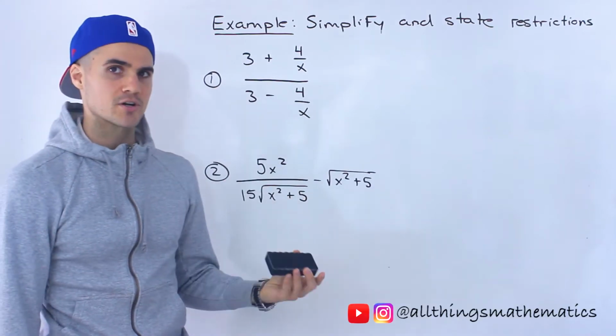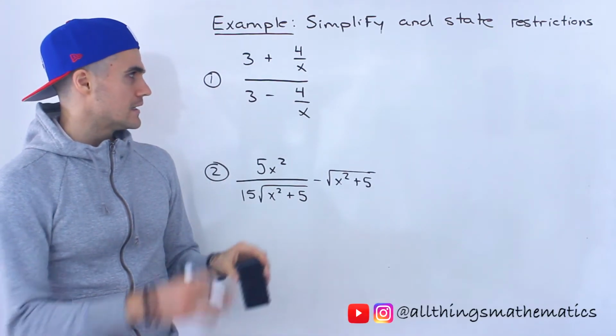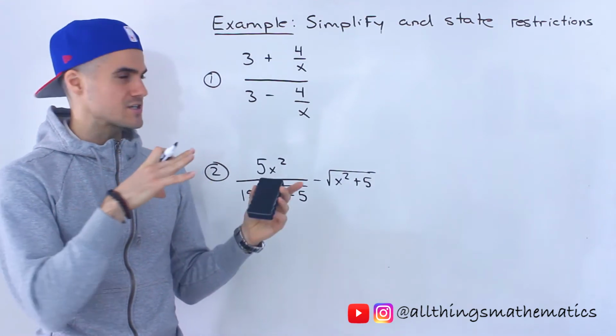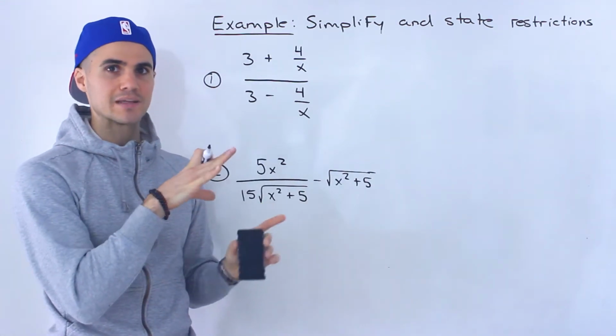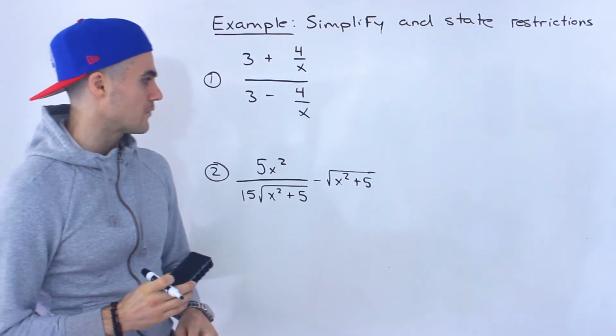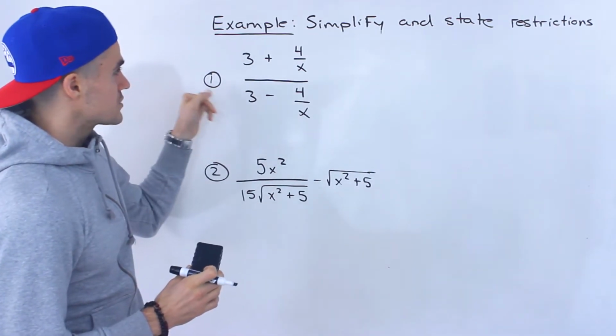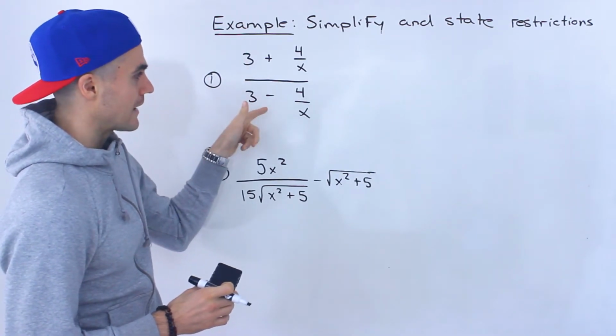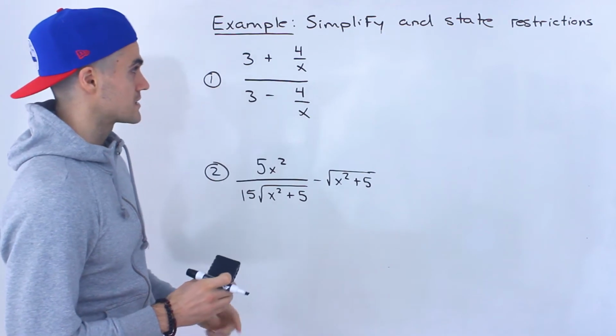In this video, what we're going to do is simplify a couple of unique expressions that we haven't covered yet. The same general rules are going to apply, it's just the way we go about them sometimes is going to be a little bit different with these. Notice that these are in a pretty unique format that we haven't seen yet. So starting with number one, we've got 3 plus 4 over x divided by 3 minus 4 over x.